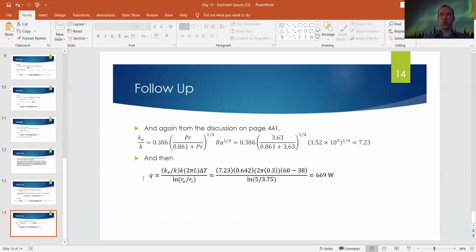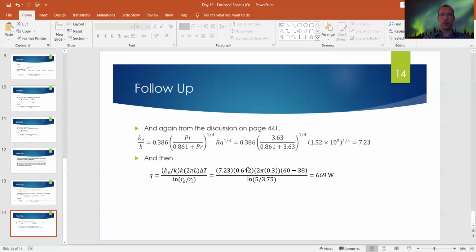Again here, using the Q equation for conduction. Conduction through a cylinder, remember. I have k times area times delta T over natural log of r_o over r_i. Again, that's for a cylinder. And then want to modify it with this Nusselt number, k_e over k. So everything other than this k_e over k is just conduction through a cylinder. k_e over k, as I mentioned, was a Nusselt number, which we found, 7.23.